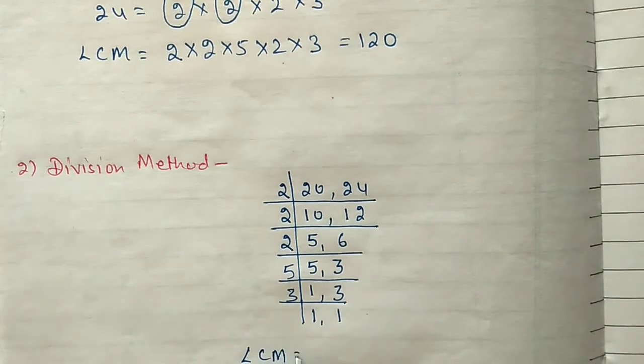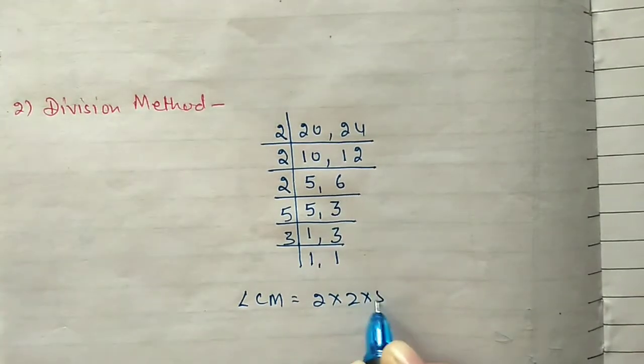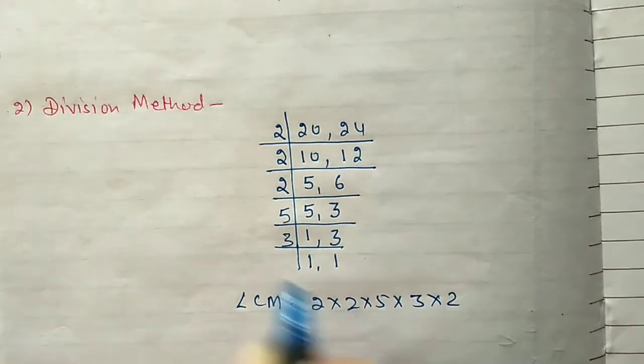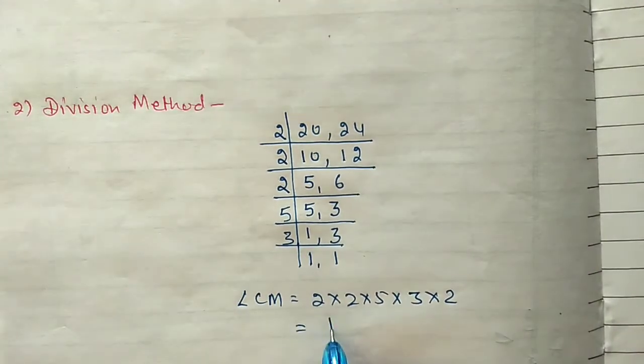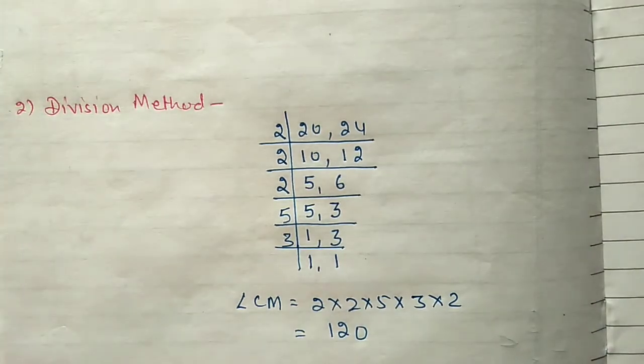Now all the numbers you have to multiply. 2 into 2 into 5 into 3 into 2. One more 2 is there. So after multiplication you will get 120. So whatever method you follow, the answer will be the same.